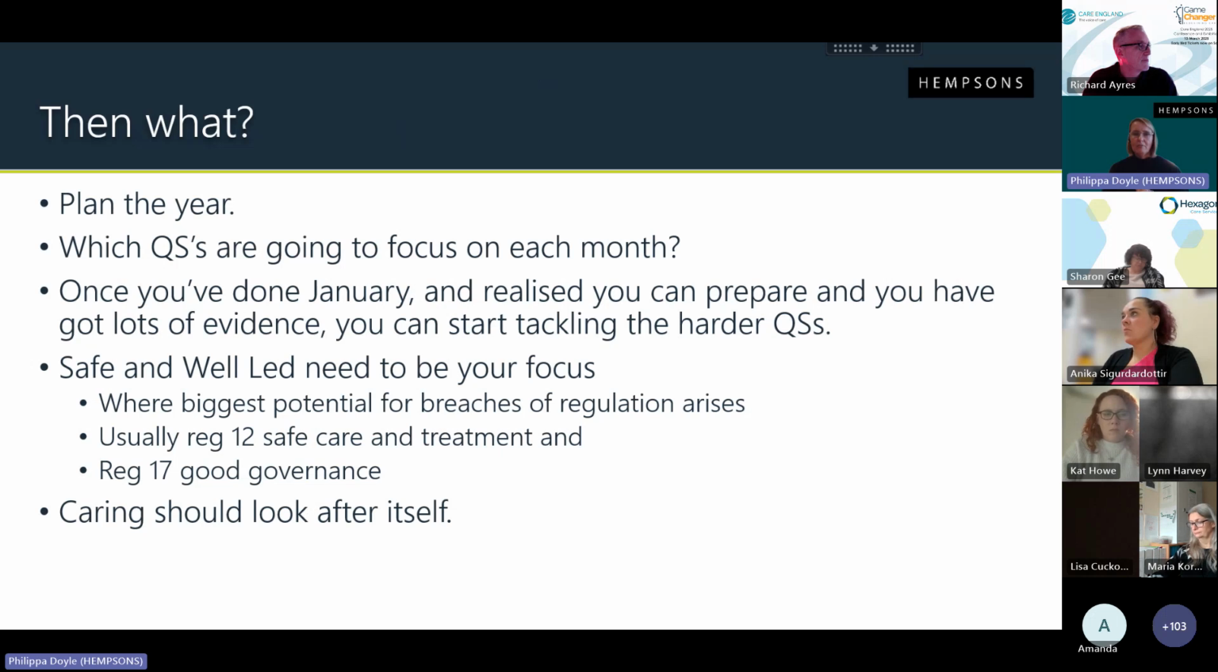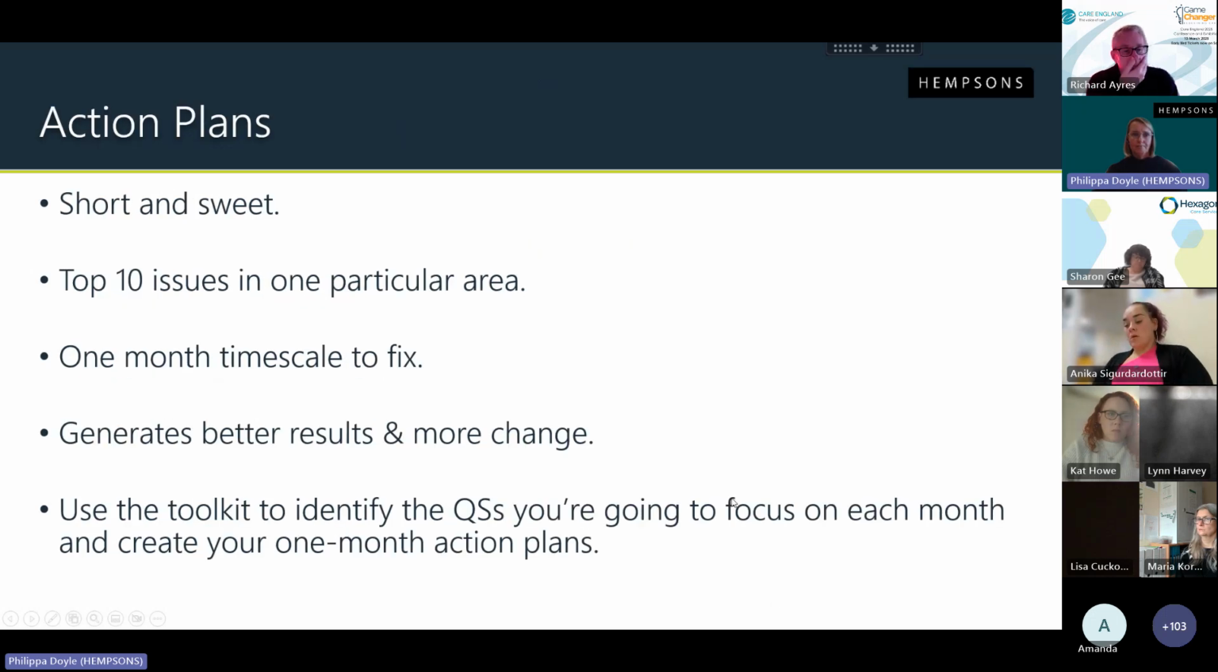Caring should pretty much look after itself, and responsive and effective also kind of fall into place as well if you're getting things right under safe and well-led. So those are the big areas that I would encourage everybody to focus on. And draw up your action plans. CQC love an action plan.